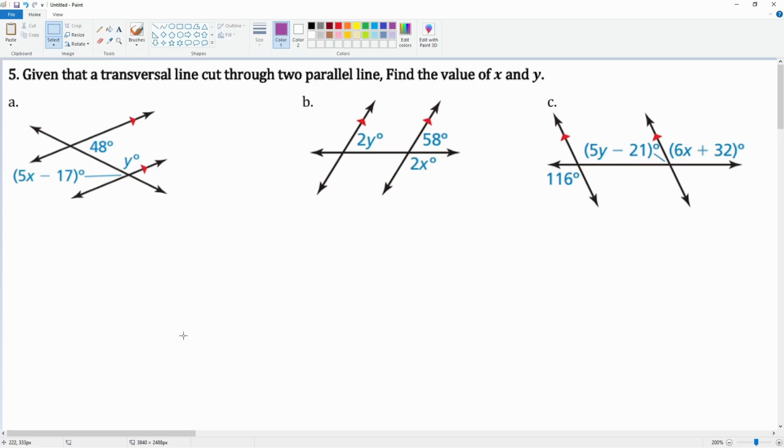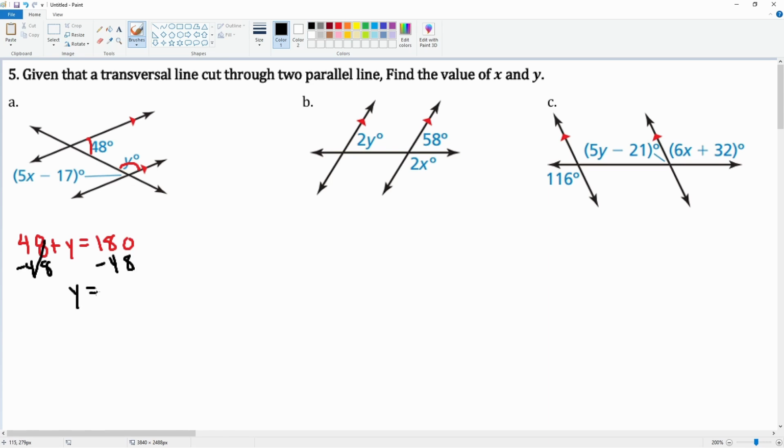Here we have question 5. Given the transversal cutting through these parallel lines, find the value of x and y. It doesn't state the reason why, but make sure you know. Okay, so for 48 and angle y, they look like they are consecutive interior. That means 48 plus y has to be equal to 180. Okay, so you can actually solve for y here.